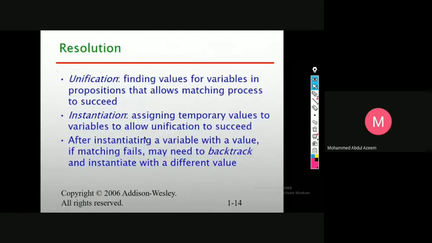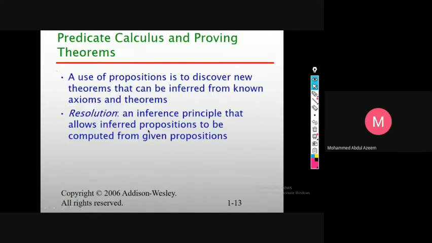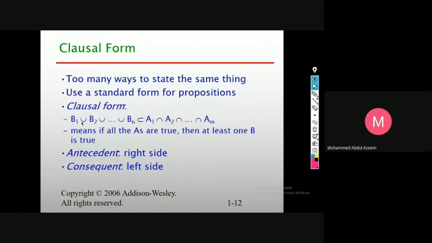Like a headed Horn clause, if you see, it will be in this form, right? Fine. You will have antecedent on the right side, consequent on the left side. So, how are you going to prove? For all A to be true, only then at least one of the B to be true. Fine. And here you can have only one B out of this. If you are having multiple, then you must be having or, right?